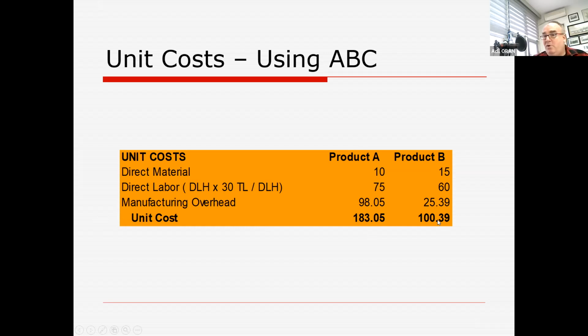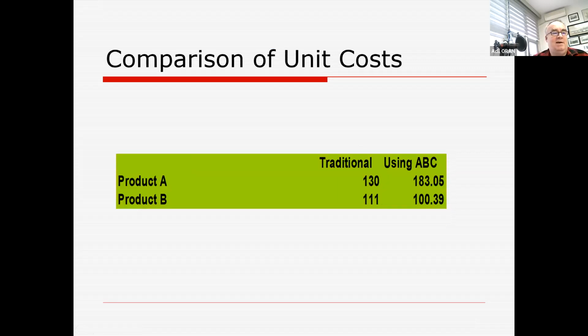Wow. If you notice, this is pretty different than what we had before. And here's the comparison of the two. Traditional costing had told us it cost 130 to produce A, 111 to produce product B.